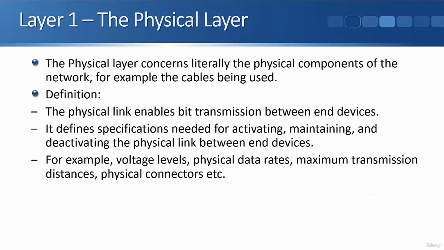And finally, we have layer 1, the physical layer. This concerns literally the physical components of the network, for example, the actual physical cables being used. Definition of the physical layer: it enables bit transmission, the ones and zeros, between end devices. It defines specifications needed for activating, maintaining, and deactivating the physical link between end devices. For example, voltage levels, physical data rates, maximum transmission distances, and physical connectors, etc.